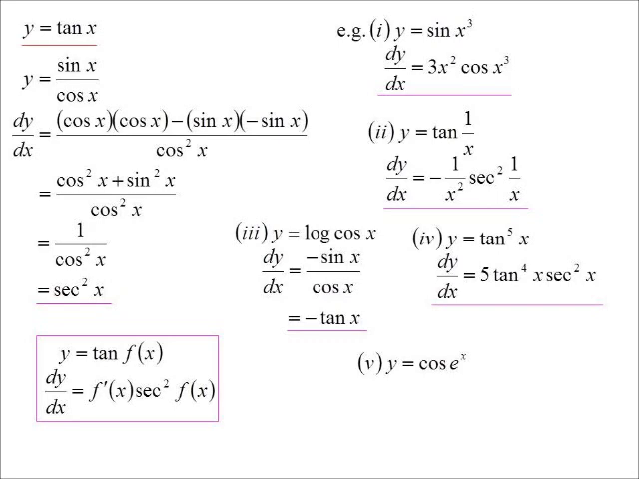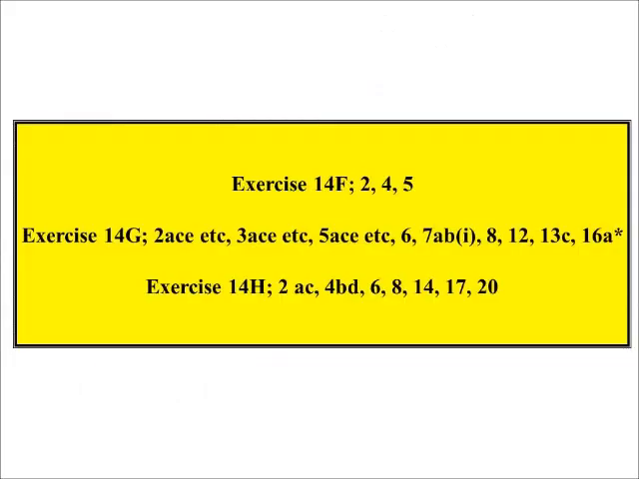Cos e to the x. So anyway, all right. Now, differentiate the angle. The angle is e to the x. Differentiate e to the x, we get e to the x. Cos goes to minus sine. So we get minus e to the x, sine e to the x.